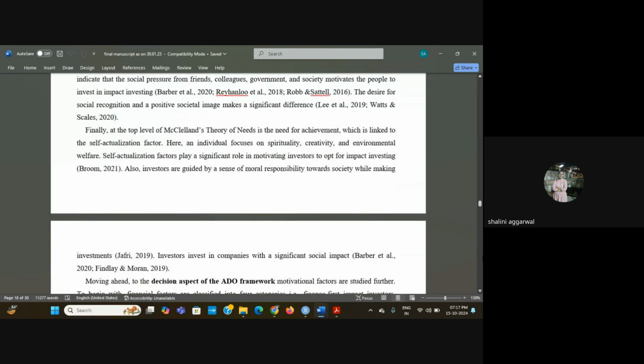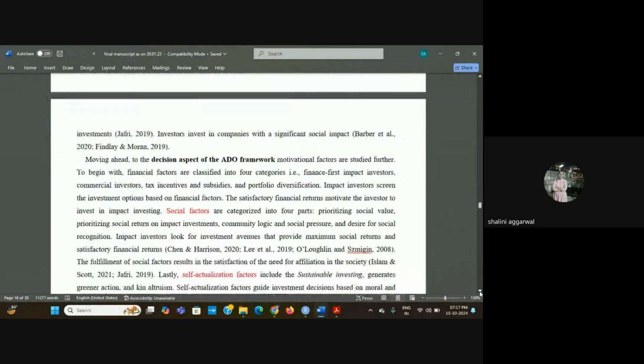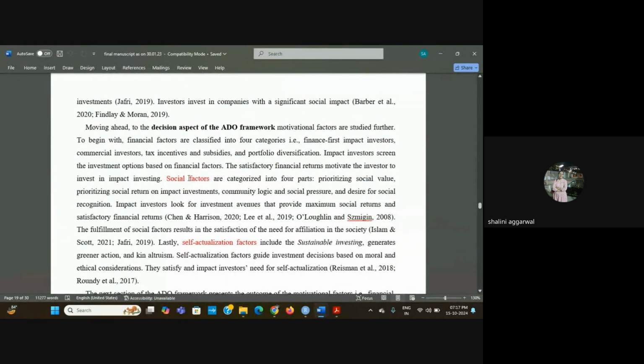Second, we talked about the decision aspect. What did we say about the decision aspect? Financial factors, look at this, are the main antecedents. And what are the decisions with respect to this? We have explained this in only one line. Can you see this?